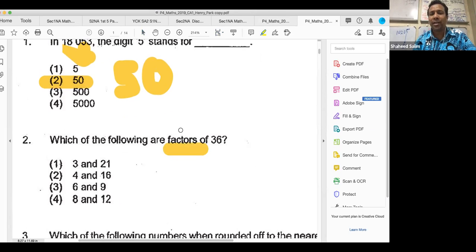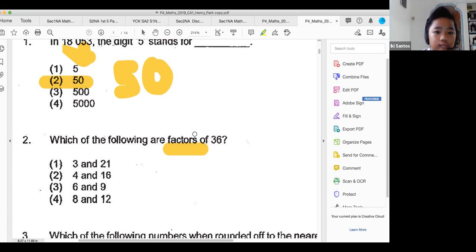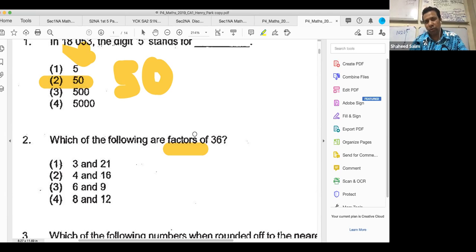Factors. Factors means numbers that can be divided. What are the numbers that can make up 36? 36 can be divided by what numbers? Factors means what numbers can 36 be divided by? How to do this? You can do it. You have to believe you can.